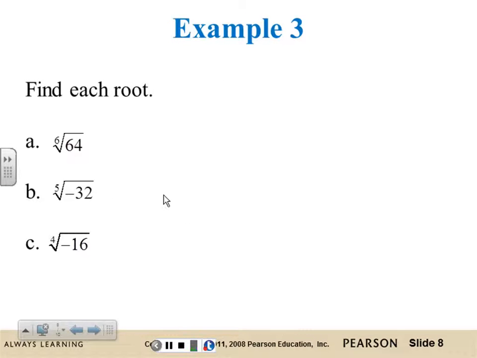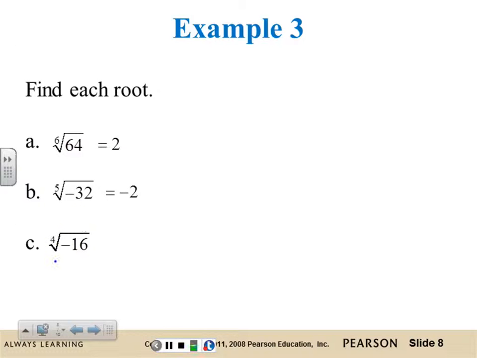So let's look at this. If we have the sixth root of 64, you're asking yourself what number times itself 6 times will give you 64? And the answer is going to be 2. So here, what number times itself 5 times? Now look, we have an odd index and we have a negative number, so this is doable. What number times itself 5 times will give us negative 32? And the answer there is going to be negative 2.